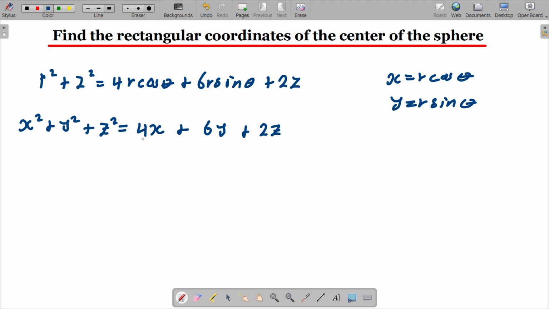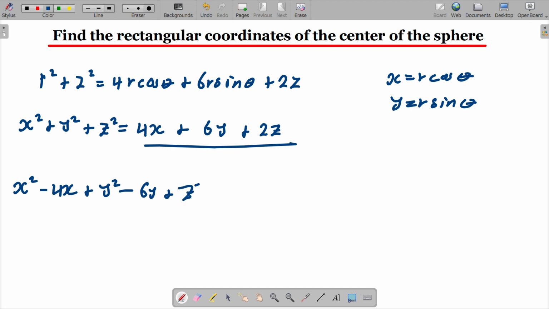What we are going to do in this case is shift everything from this side to the other side, meaning I equate this to 0. Collecting like terms, this will be x squared minus 4x plus y squared minus 6y plus z squared minus 2z is equal to 0. So what we need to do right here is to complete the square. I'm going to take this step by step.